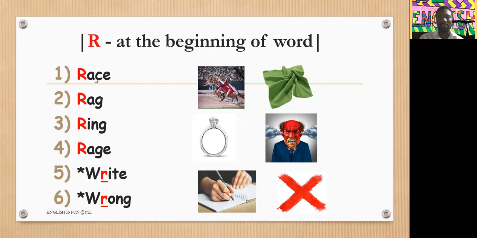So we say race, race, rag, rag, ring, ring, rage, rage, right, right, wrong, wrong. Perfect. Cool. Any questions? I guess not. Okay, cool. All right.